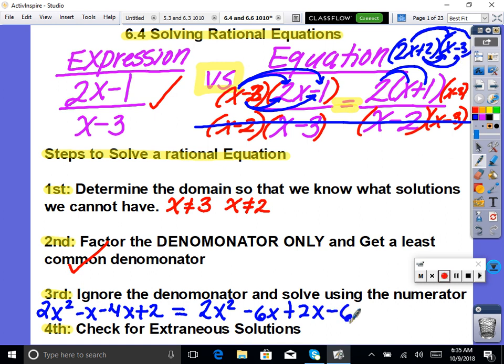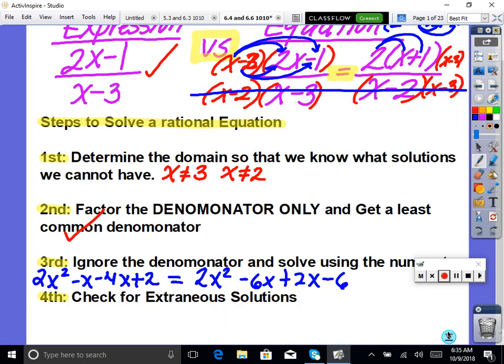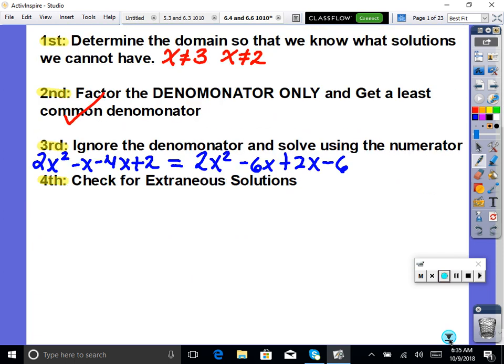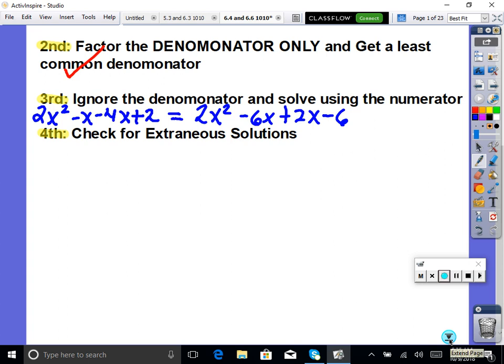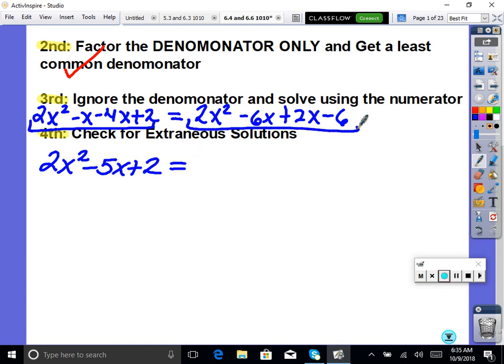So now that's our true statement. This equals this. So combine like terms. We're going to combine like terms and solve for x. On this side of the equation, we have 2x squared minus 5x plus 2 is equal to, on this side of the equation, 2x squared minus 4x minus 6. So solve for x.